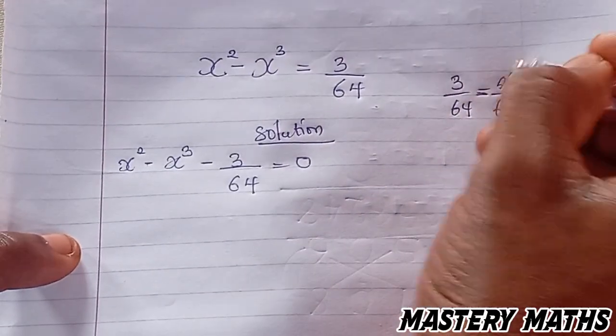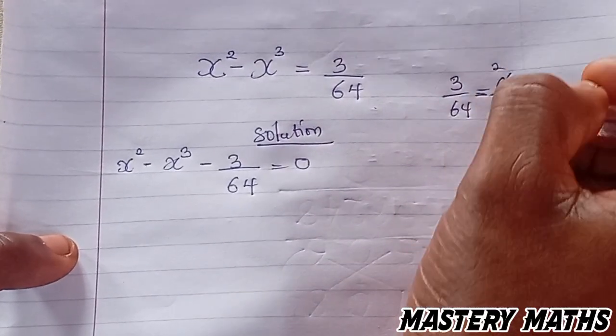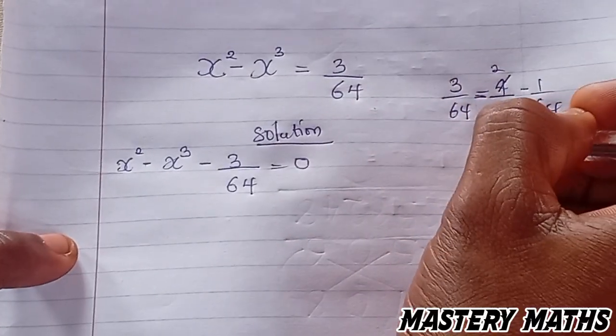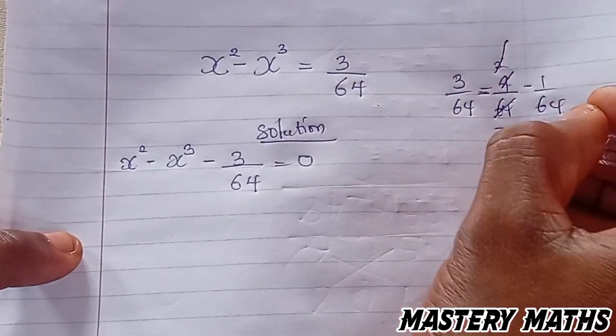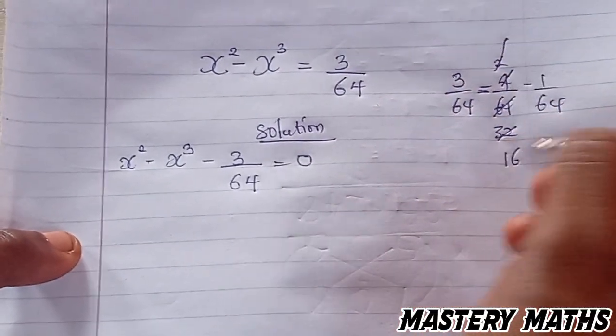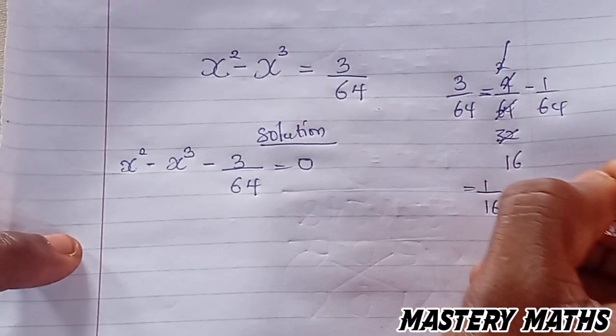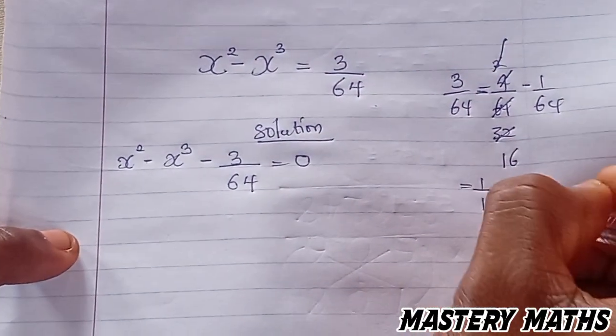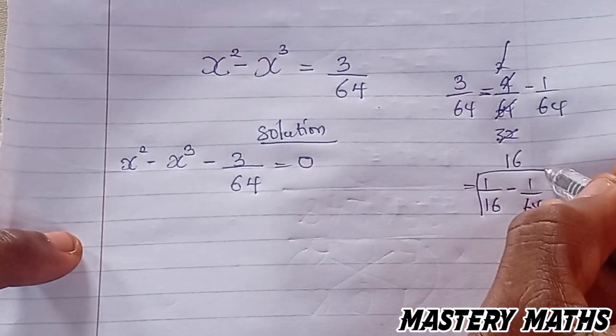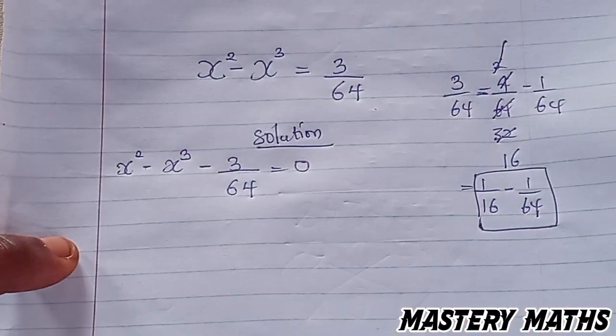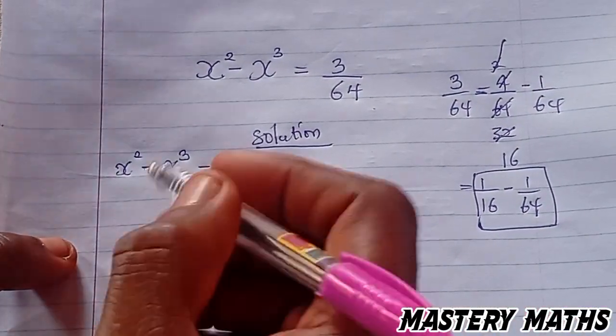So we need to reduce it to the lowest terms. 2 here will give us 2, 2 here will give us 32, 2 here is 1, 2 here will give us 16. So what we do now, we have 1 over 16 minus 1 over 64. We're going to be making use of this value, to replace it here.